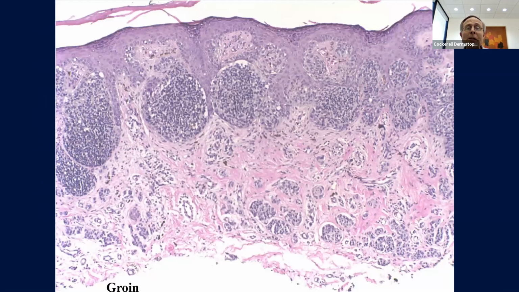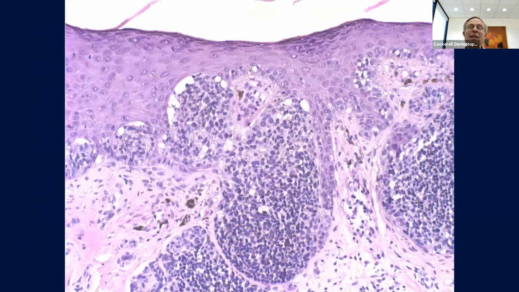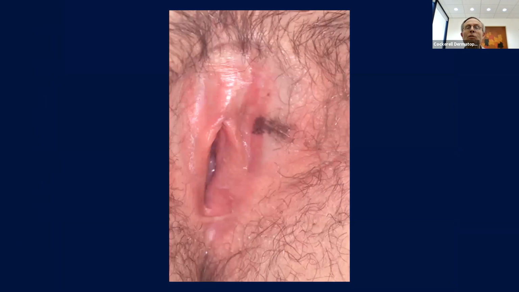Here's another one. Notice these relatively large nests. So when you see a nevus in the flexural area, the groin, genital area, they tend to look like this. The nests tend to be large. And maybe occasionally you might get a few cells above the junction focally, maybe a little bit of single cell proliferation, but it's still totally benign. It doesn't mean that it's a melanoma. Okay, so that was a genital nevus in that case.